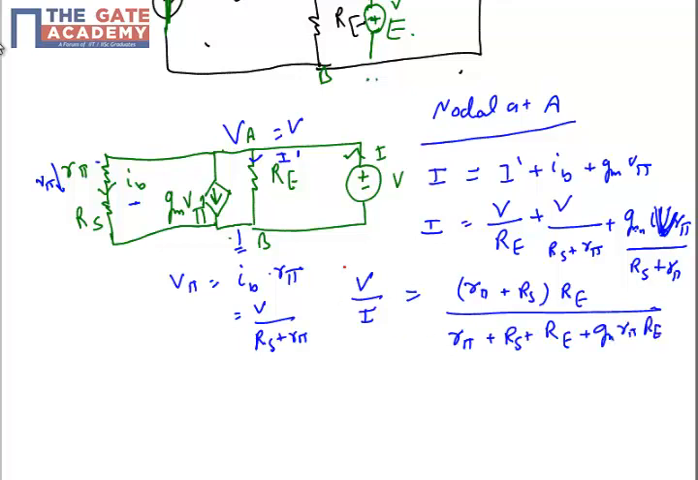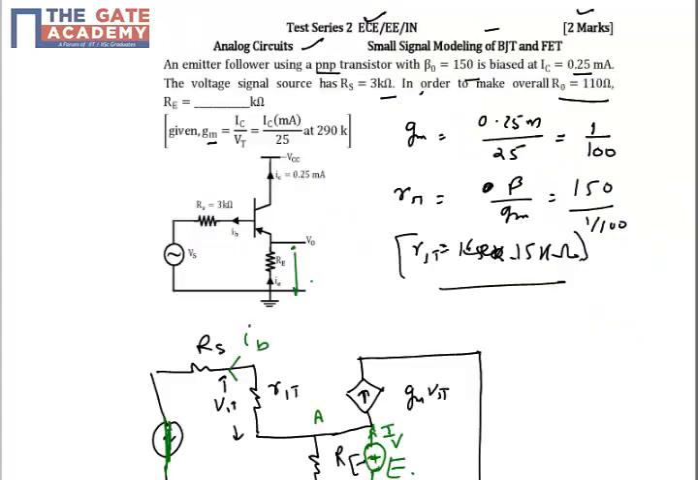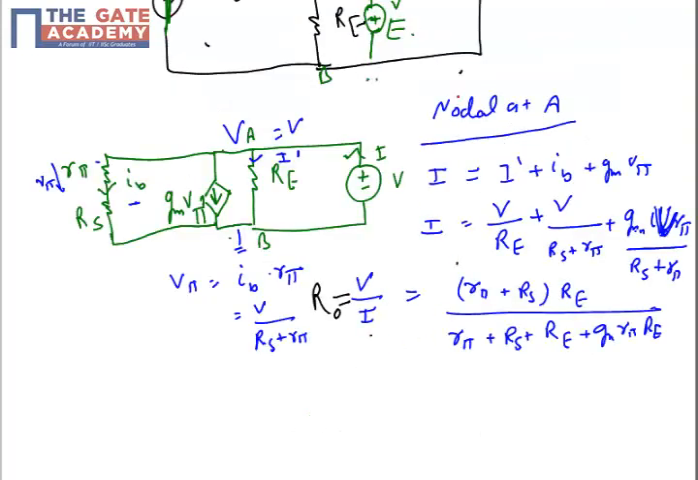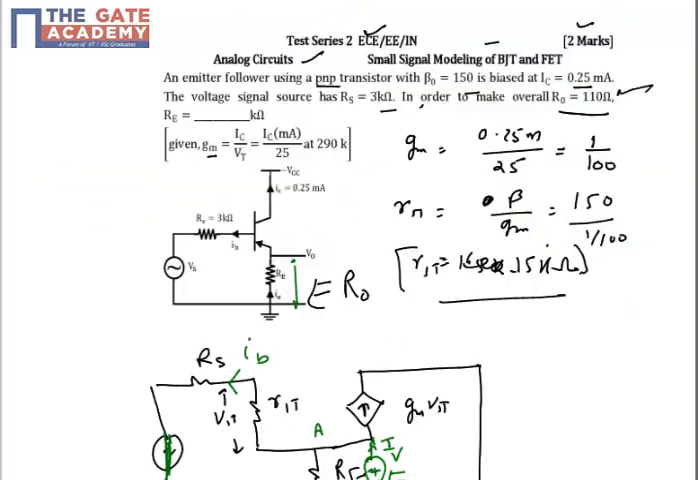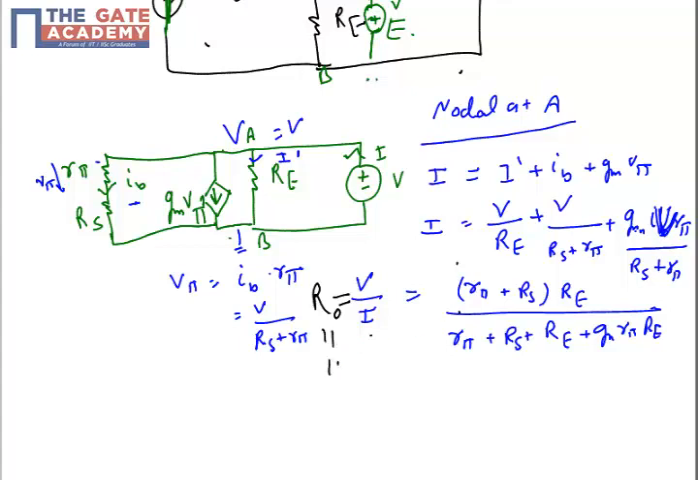And what is my V by I? This V by I is nothing but my output resistance. This is the resistance across the output terminal. This is my R0. We know the R0. Question says that R0 should be 110 ohm.